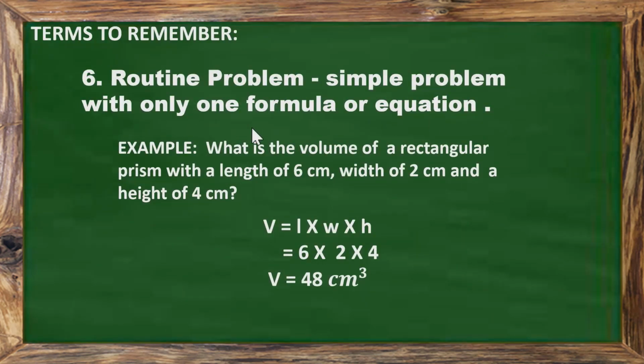Next. Routine problem. This is a simple problem with only one formula or equation. Okay, isang formula lang po ang pwedeng gamitin kasi isa lang ang tinatanong. Ang tanong lang po ito sa problem na to, what is the volume of a rectangular prism with a length of 6 cm, width of 2 cm, and a height of 4 cm? So, anong formula to find the volume? Volume equals length times width times height. So, isang formula lang po ang ginamit.